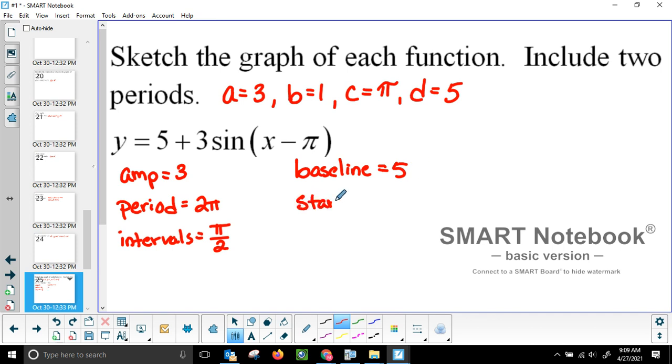The start is c over b, so that's just pi. The end, which is my start, plus or minus the period, so that will be negative pi and 3 pi.